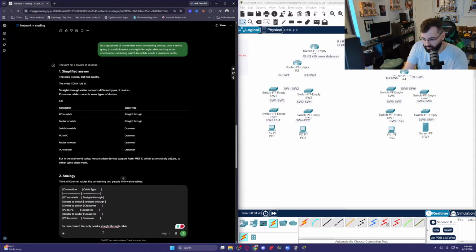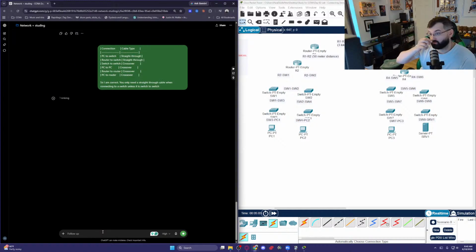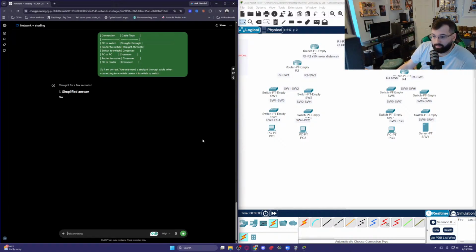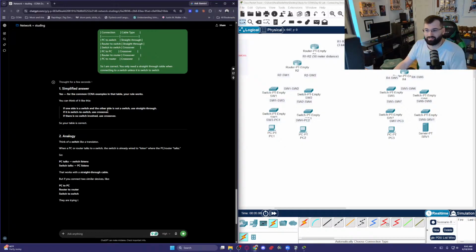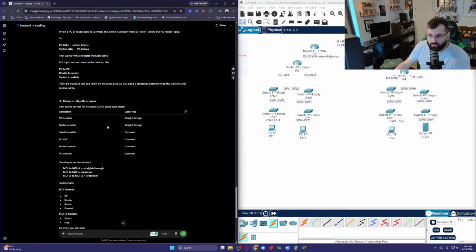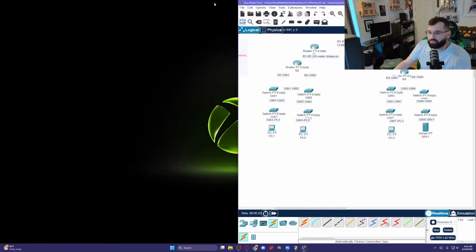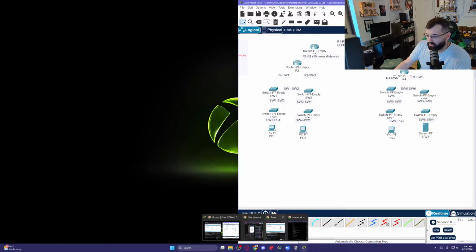You only need a straight through cable when connecting to a switch, unless it is switch to switch. Yes. Example, in that table, your rule works. Yeah, but MDIX makes it. Okay. So I was correct. It didn't matter, but it mattered.